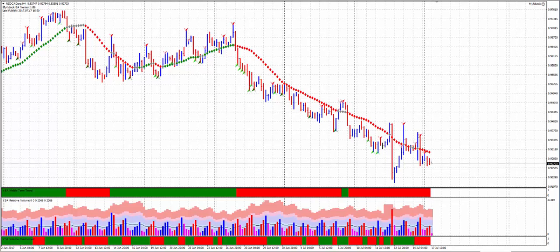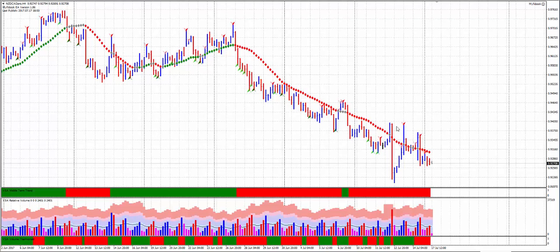In today's Forex analysis, I'm going to look at the New Zealand CAD. What I've got here is the 4-hour chart. We can see that we have been in a downtrend for quite some time, since the 26th of June, so about a couple of weeks now.